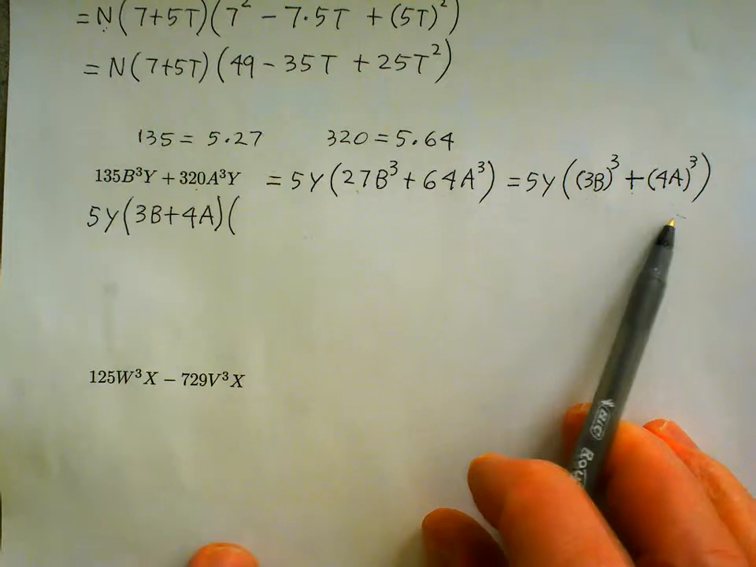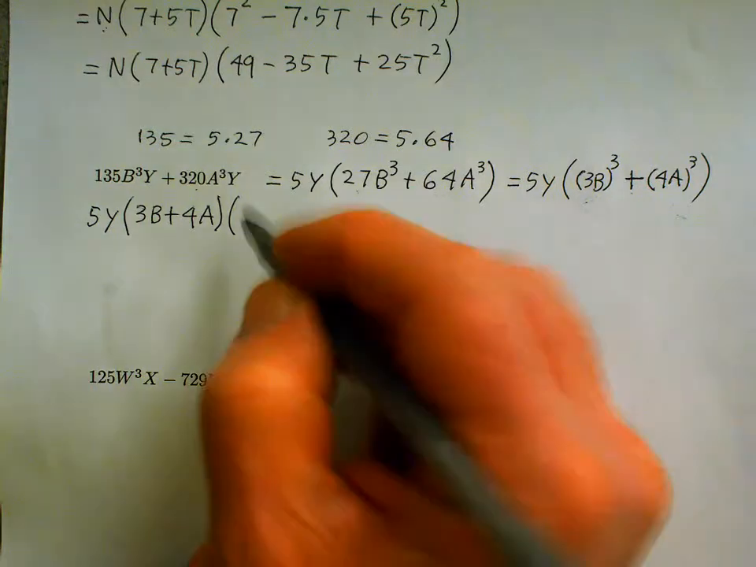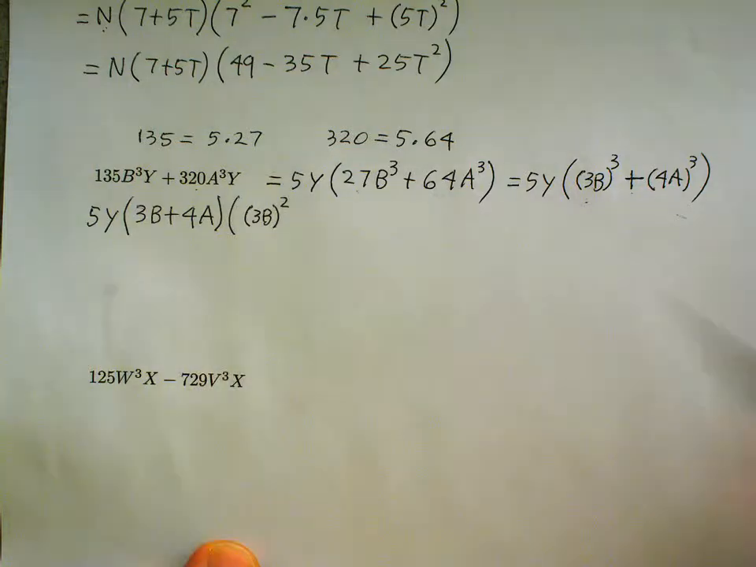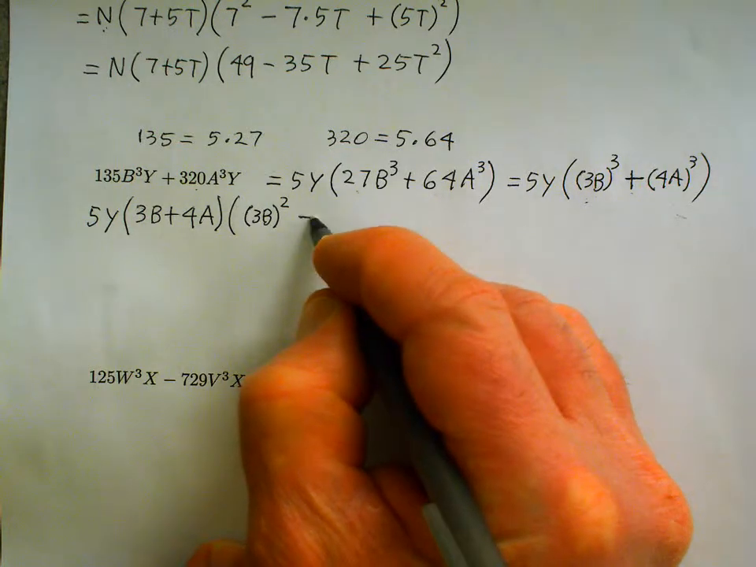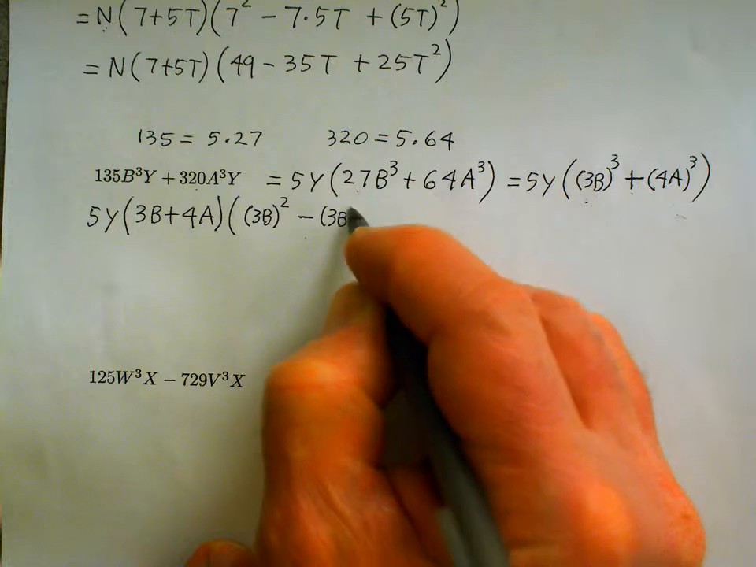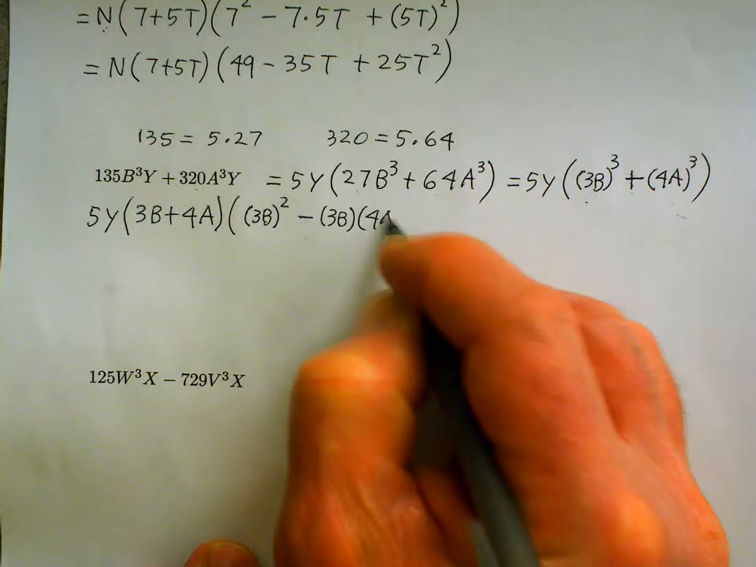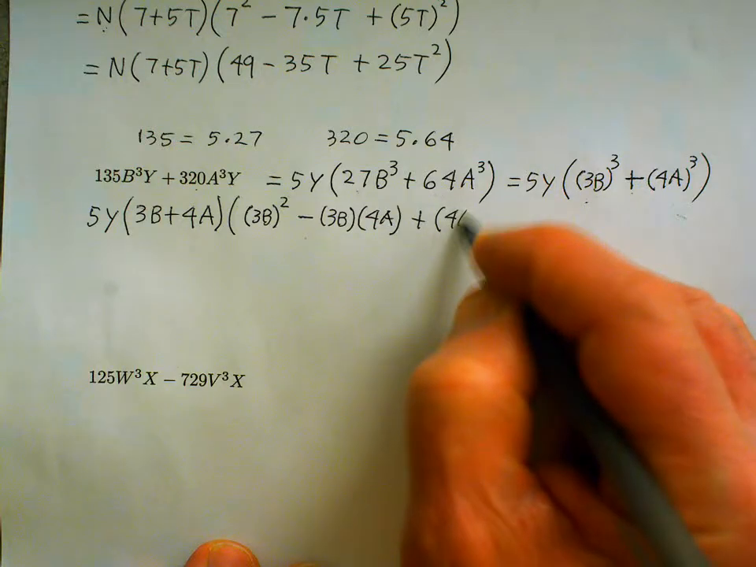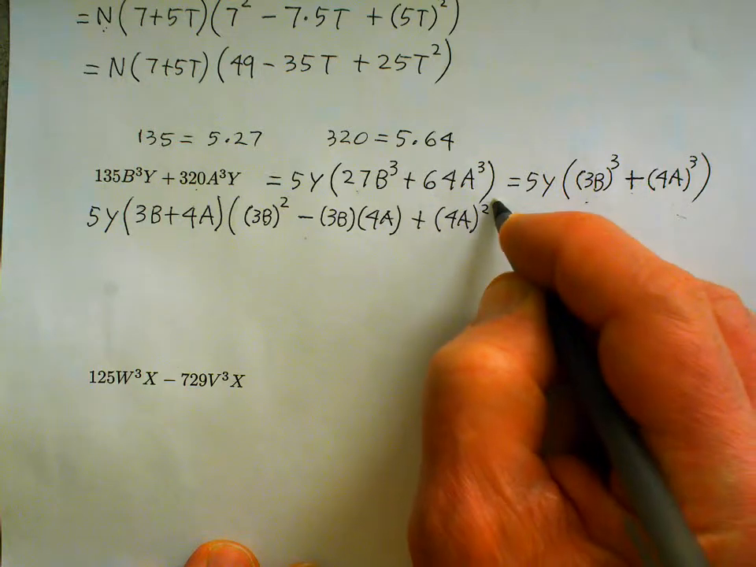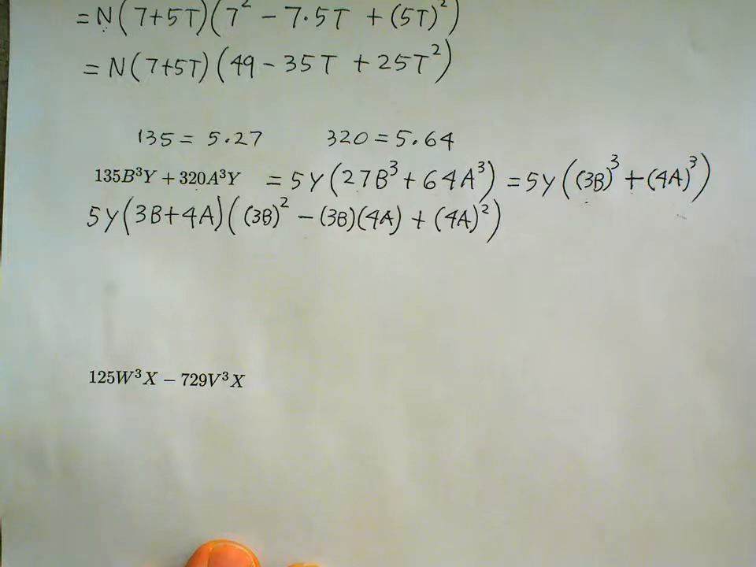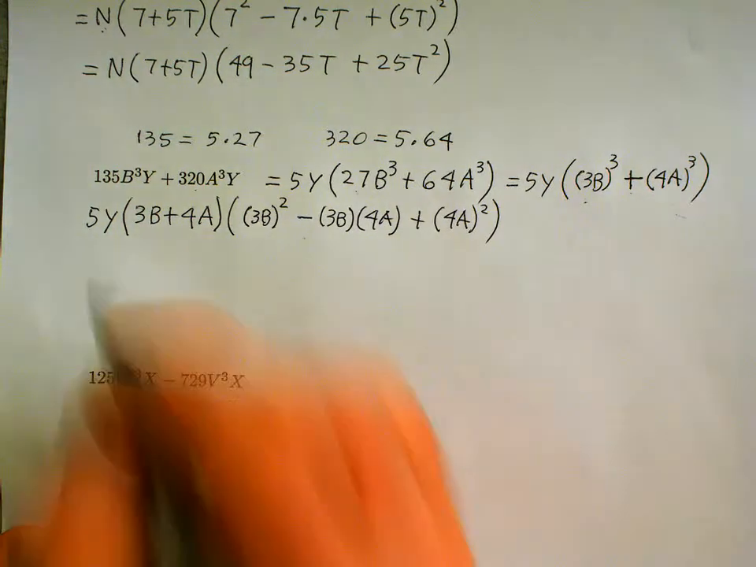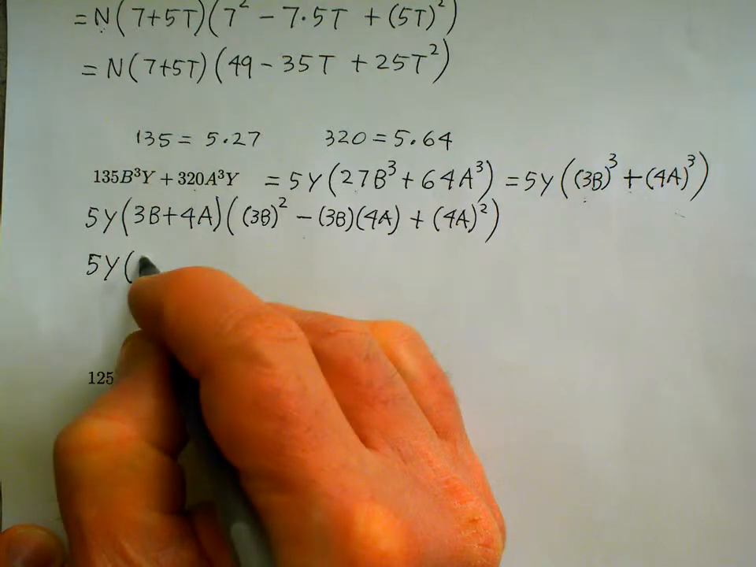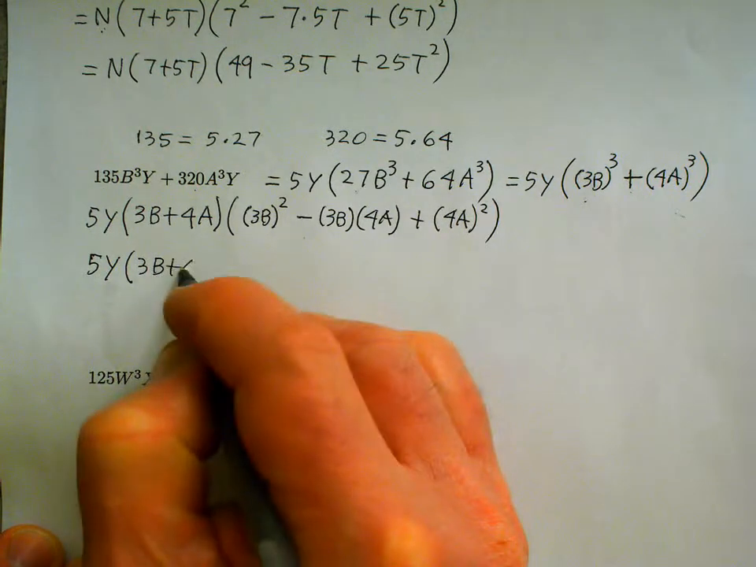And then in the trinomial, the first term will be what we get when we square 3b. Then we're going to subtract 3b times 4a. And then we're going to add the term 4a to the second. And then the last step, 5y times the binomial 3b plus 4a.